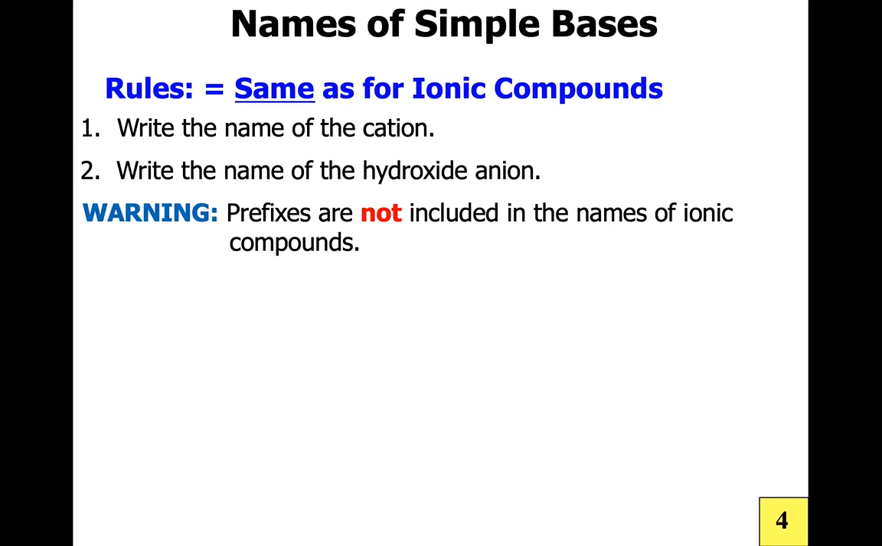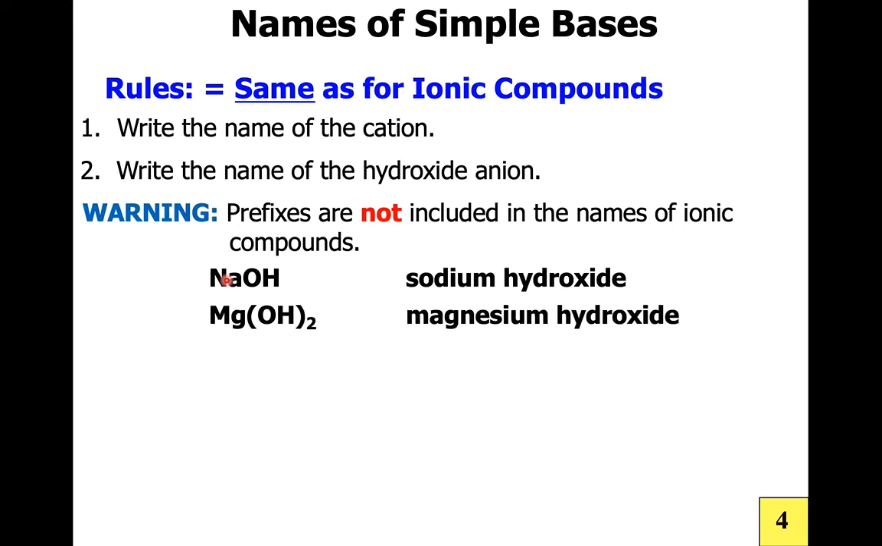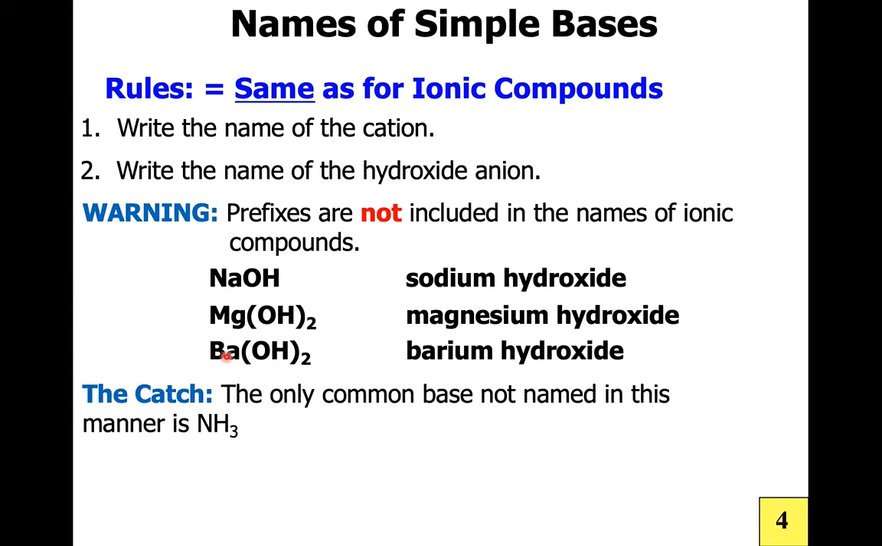Simple bases, we'll just talk about this really fast because they're very easy. You name the cation and then add the word hydroxide. So sodium hydroxide, magnesium hydroxide, barium hydroxide. And the only common base that doesn't fit this is NH3. This is not a hydroxide base. NH3 is called ammonia. This is a weak base. Common weak base for general chemistry.